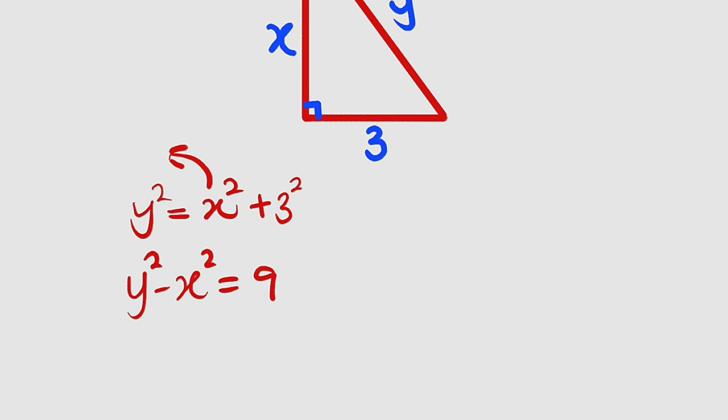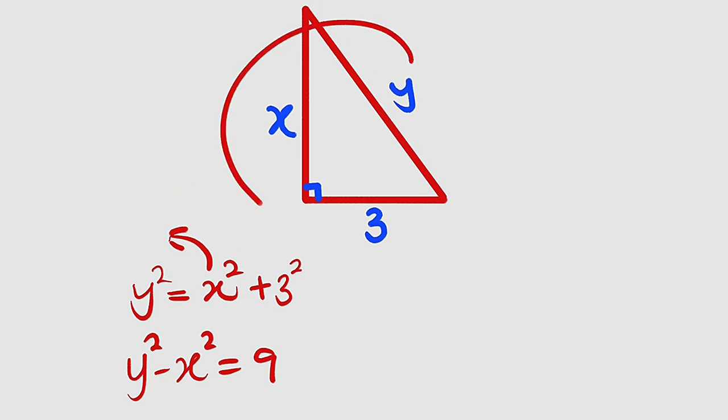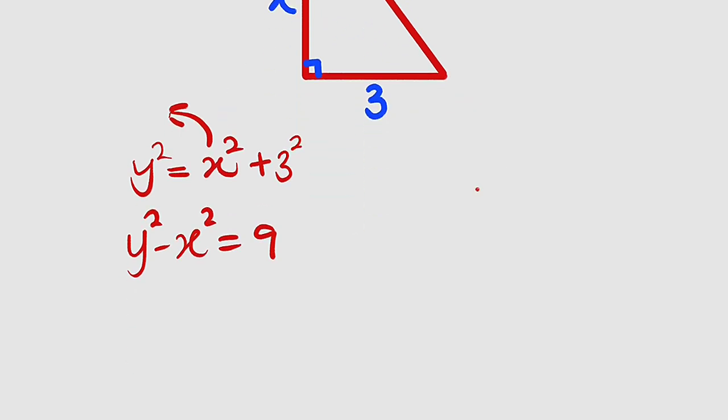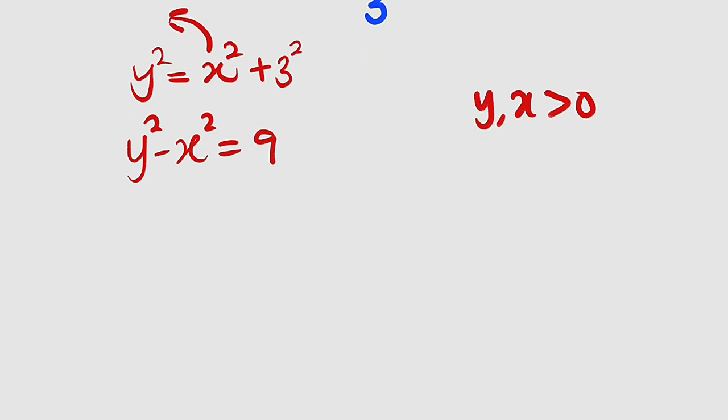You should know that this is a Diophantine equation. And a Diophantine equation is only concerned with integer solutions. But also in this case, that integer must be a positive integer because we are dealing with side lengths, right? Alright, so both y and x must be positive numbers.